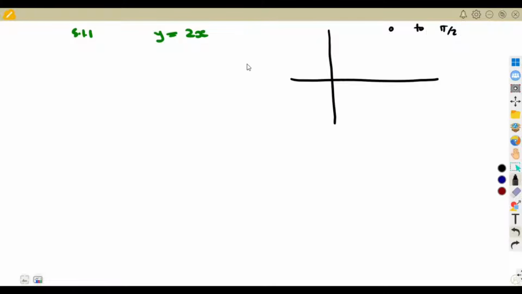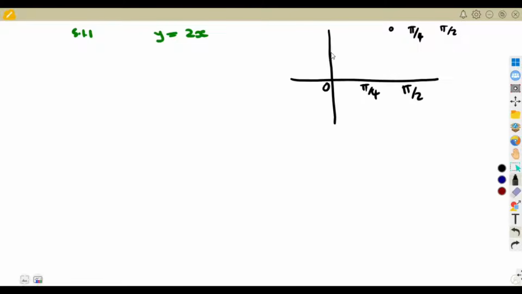Remember, pi over 2 represents 90 degrees, 180 divided by 2. So before the pi over 2, there is a pi over 4 that we can also take advantage of. Half of pi over 2 is pi over 4. So you can also take a closer look before that, so that we can at least have 0, pi over 4, then pi over 2.